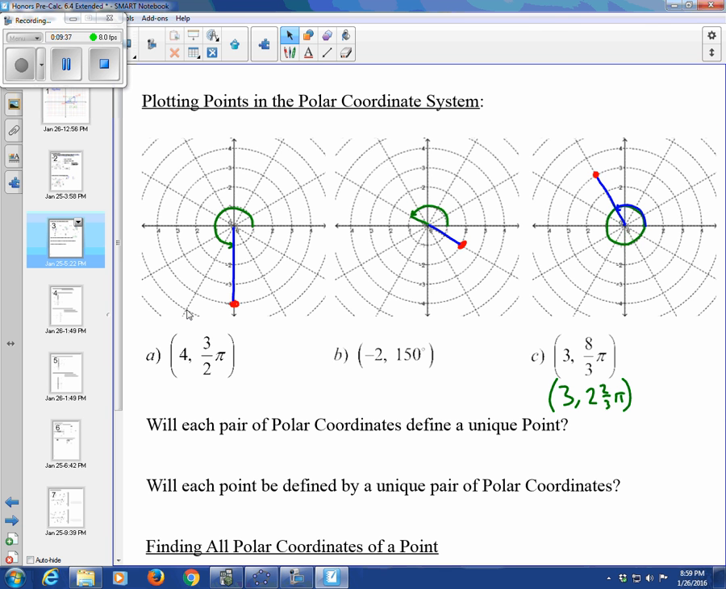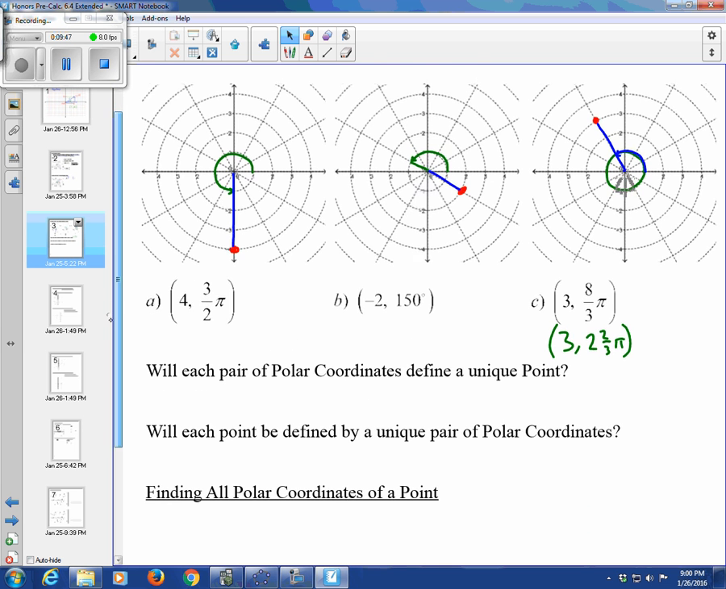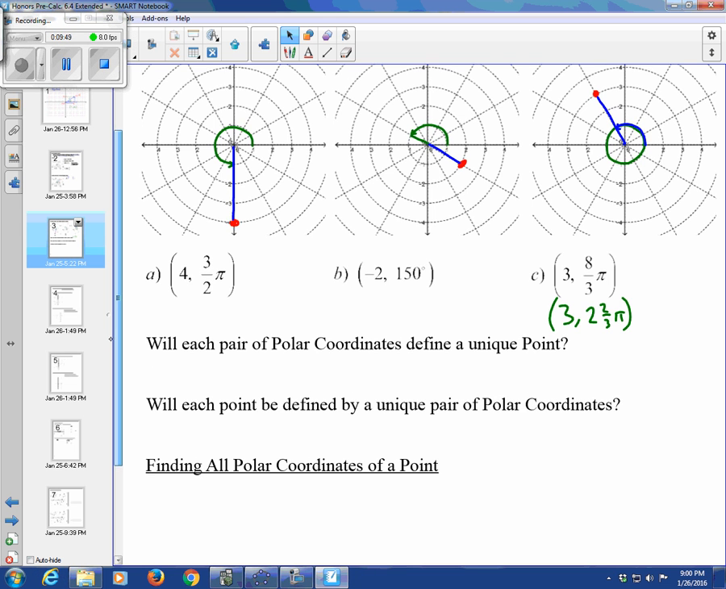So again, what we've done right here is basically map out how we got to that point. Again, we're not really going to be drawing these rotations and these lines when we plot our points, but it's worth it to visualize it in this way at first.